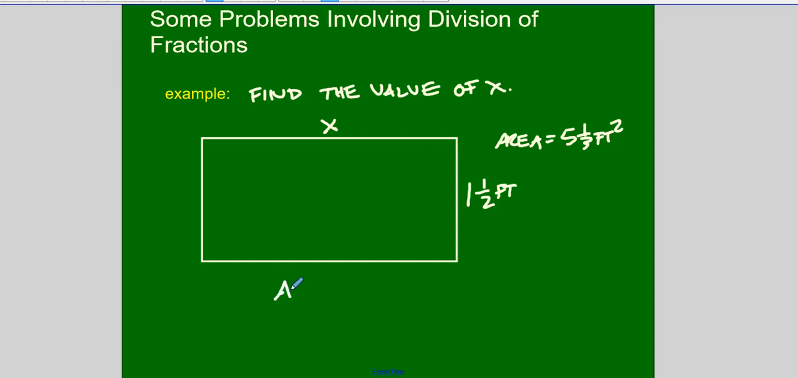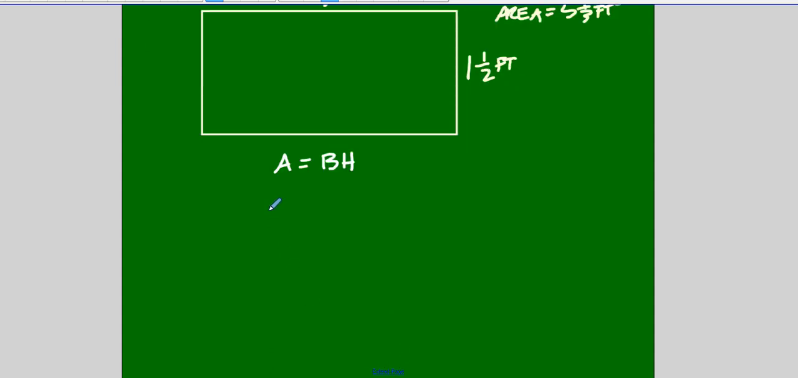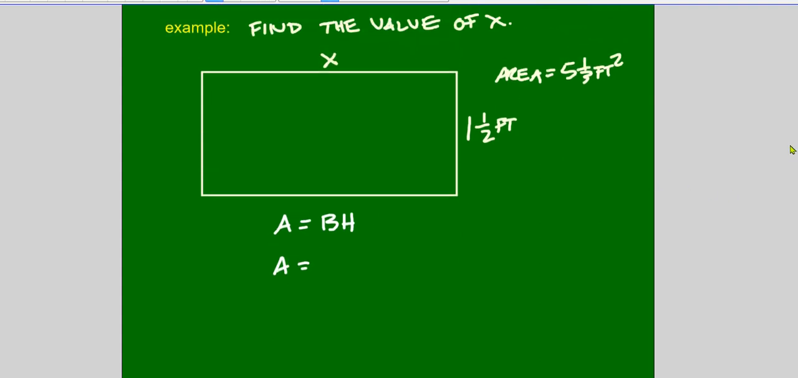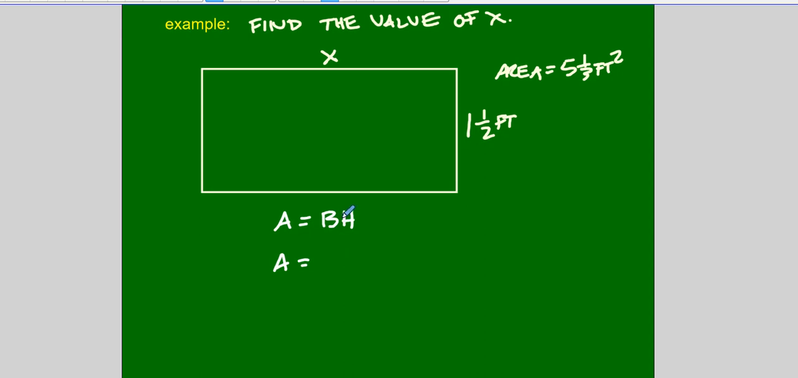So the equation I'm going to write is going to be to get the area. So again, the area of a rectangle is base times height. Okay, so in this case, I don't know what b is. That's my x. But I'm going to switch these around. So you could also write hb. So I'm going to write the height here first, 1.5, and my x is unknown. And the area now I can replace with 5 1/3 feet.